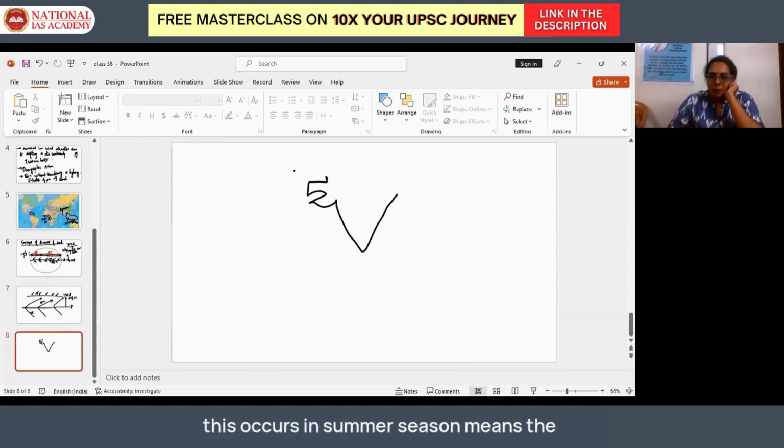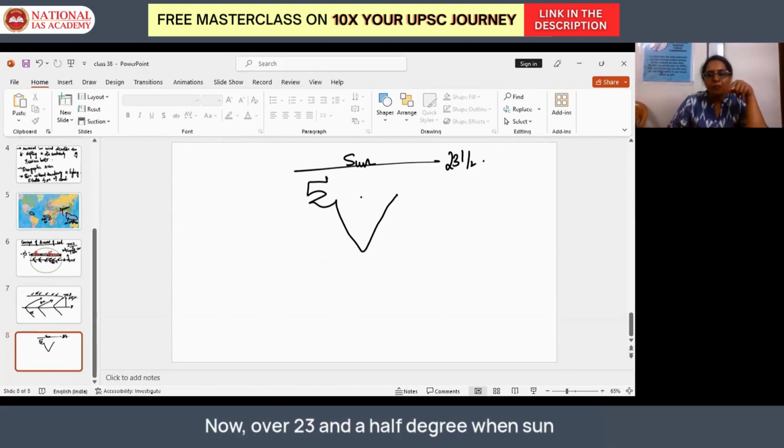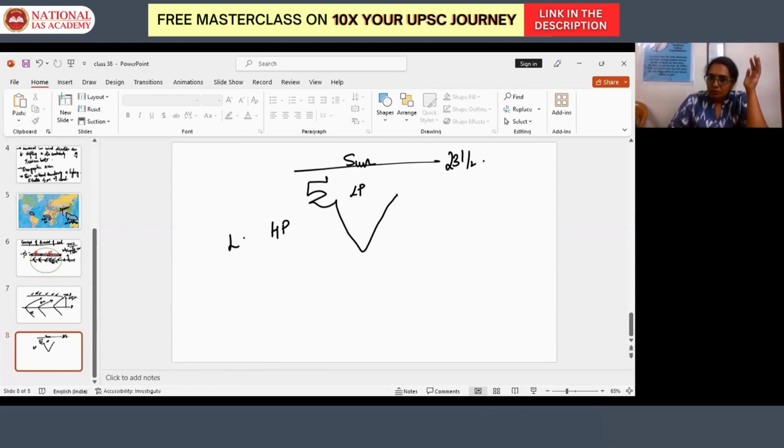This occurs in the summer season, meaning the sun is over 23.5 degrees. Now, when the sun is present here, what do you see? You see that there is low pressure over the continent, the ocean water is comparatively cooler, and the ocean is at high pressure.